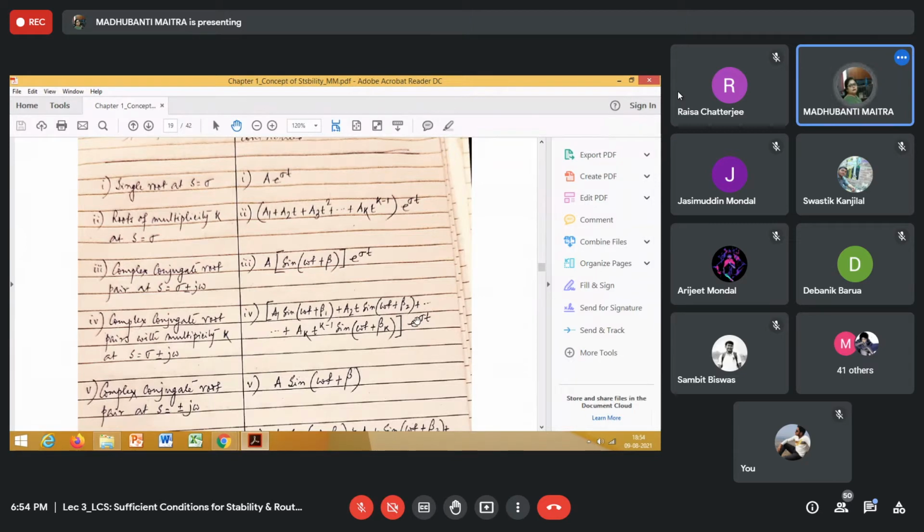Now, if sigma is positive, let's look at the nature of the roots. If sigma is positive, then we can conclude that the root is lying in the right half of the s plane. Am I clear? Have you understood?